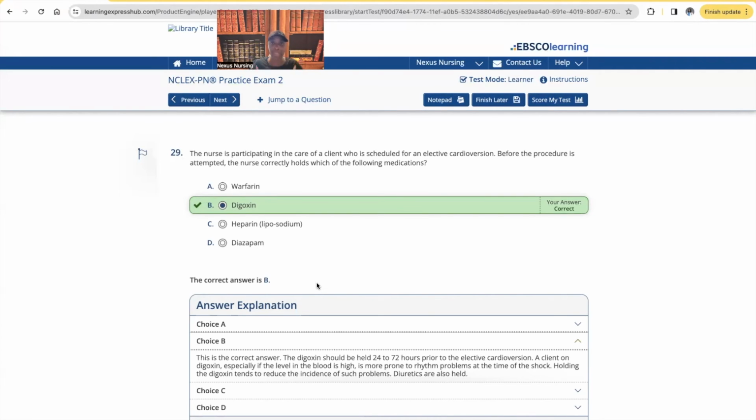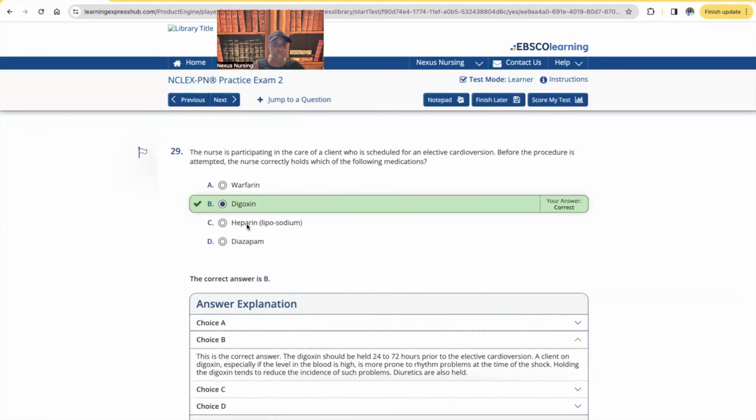Cardioversion is when a patient has an arrhythmia and either electricity or drugs are used to change that arrhythmia back to a normal rhythm, right? So think about it. Why would we hold warfarin or heparin? This patient has a dysrhythmia, and usually it's going to be AFib, right? So they're going to be at risk for clots.